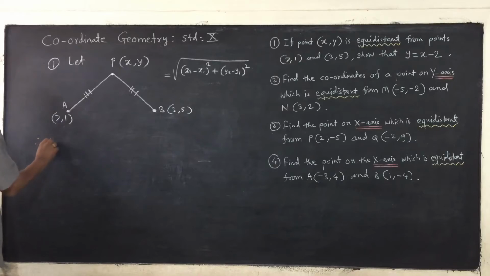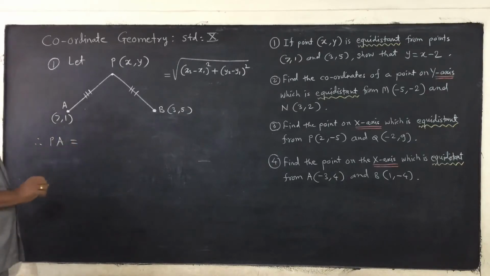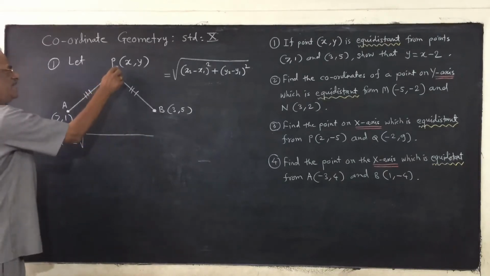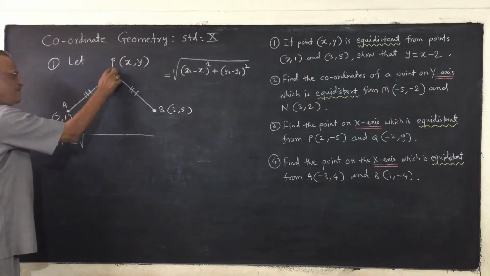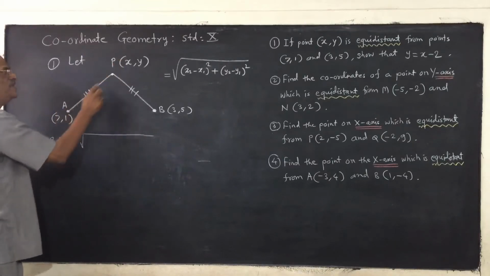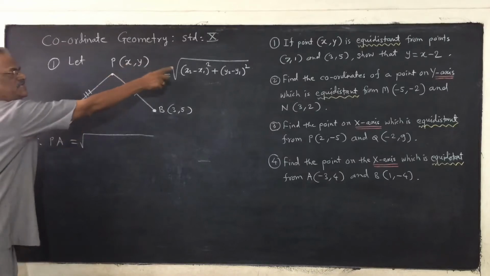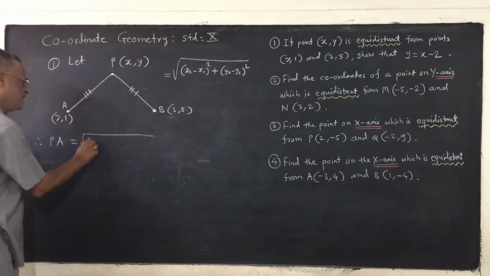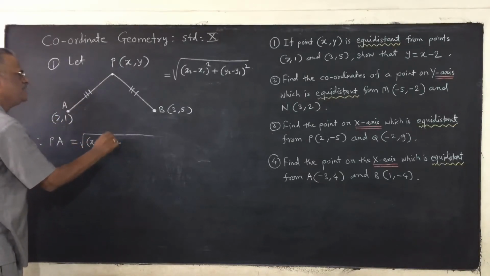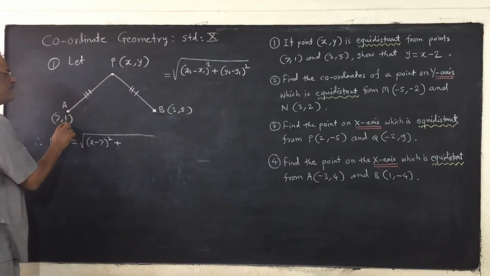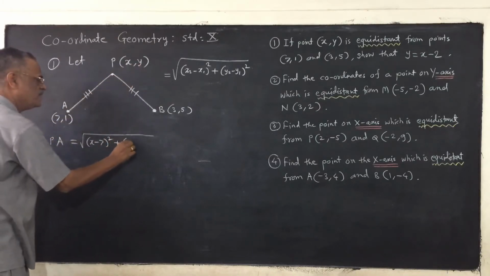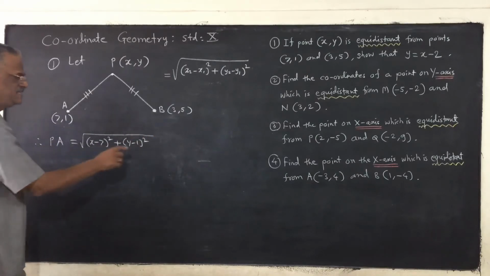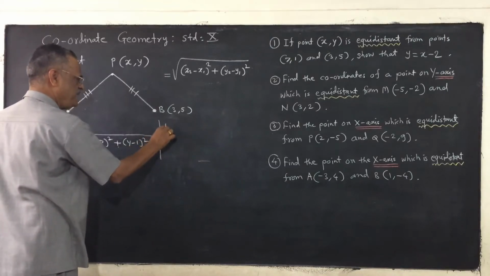If we write the PA distance formula, consider P as your second point and A as your first point. So x2 minus x1 becomes x minus 7. The distance is under root of (x minus 7) bracket square plus (y minus 1) bracket square. This is about PA.